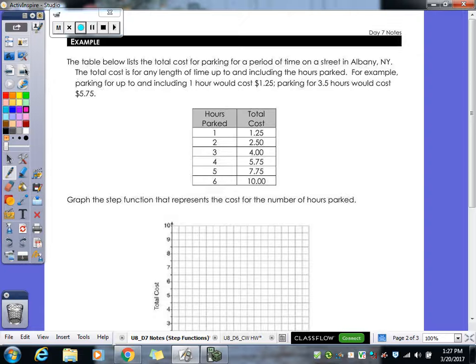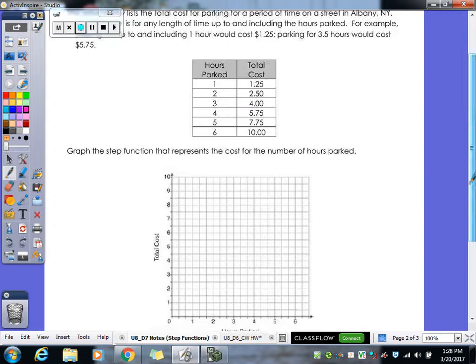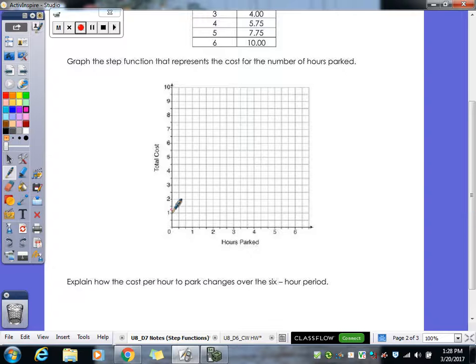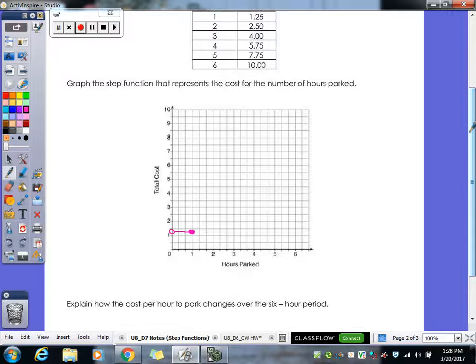So it says the table below lists the total cost for parking for a period of time on a street in Albany, New York. The total cost for any length of time up to including the hours parked. For example, parking for up to and including an hour would cost $1.25. So here, $1.25 is right here between $1 and $1.50. So again, for 0 time, it has to be an open circle. For 0 time, I'm not paying anything. Up to an hour, closed circle. I'm paying $1.25. A minute past that, if your parents ever got a ticket, you know, a minute past that, those meter maids will ticket you. That's why you always have to make sure that you have enough time on your ticket.